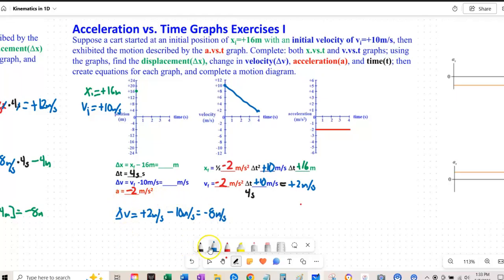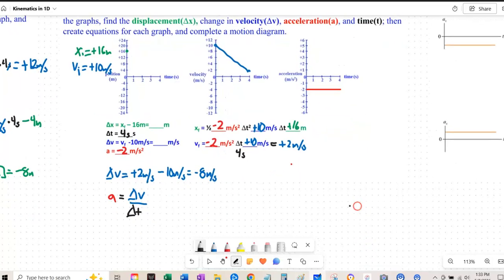And again, acceleration is going to be equal to the change in velocity divided by the change in time. So your change in velocity is -8 meters per second, and this is going to be 4 seconds. So we have an acceleration that is -2 meters per second squared. That should be red.